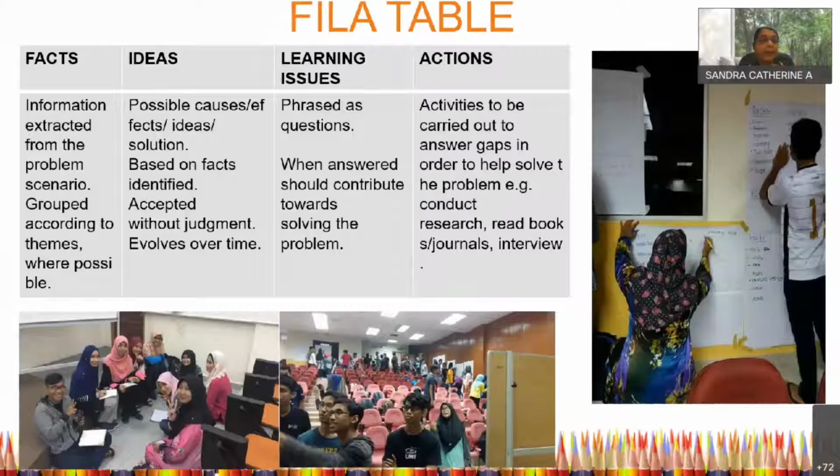Ideas is where they find solutions. They can give all kinds of ideas and causes. Learning issue is the key topic. Actions are what they need to do in order to find information regarding the key topic. So this activity was done in a school year. You can see my students, we just use mahjong paper, and I just ask them to paste it on the wall.